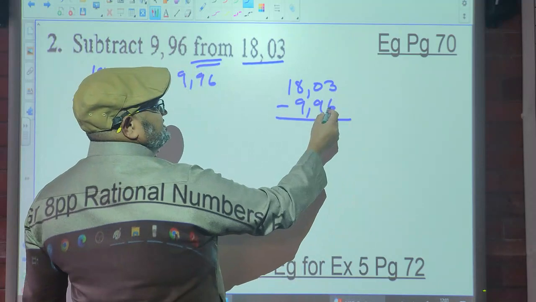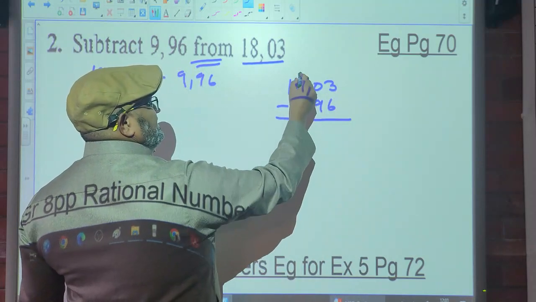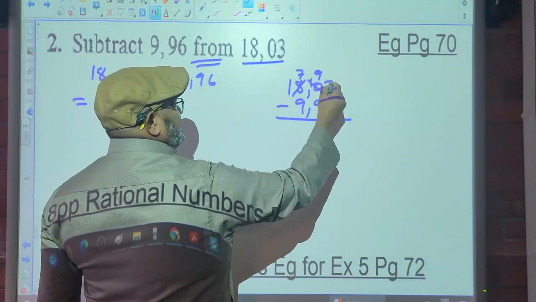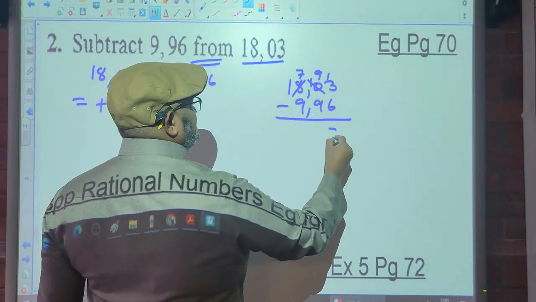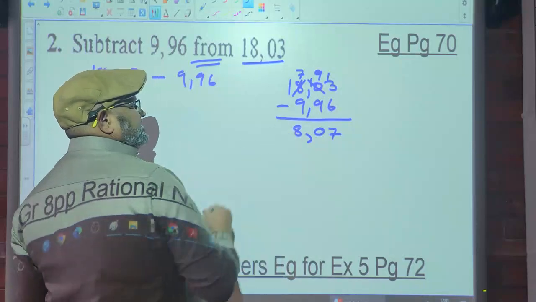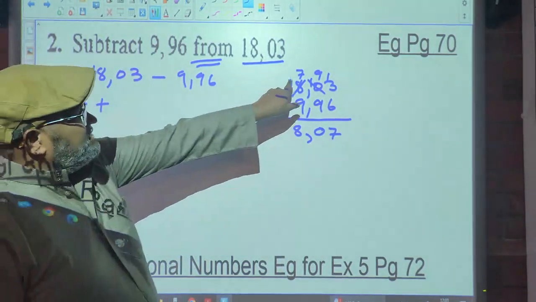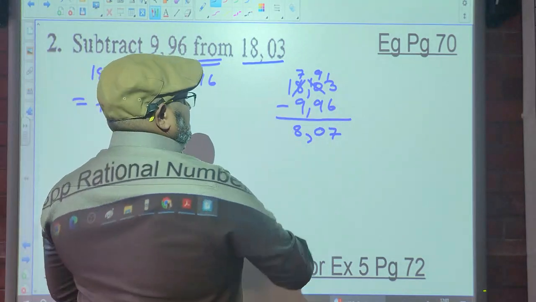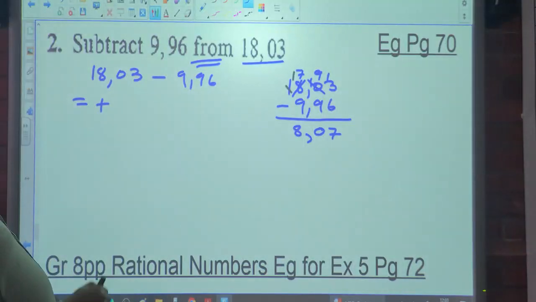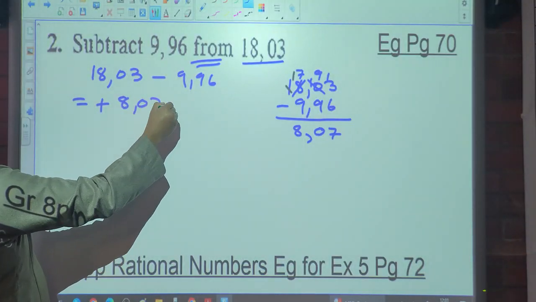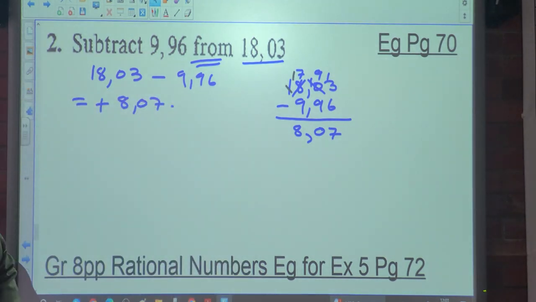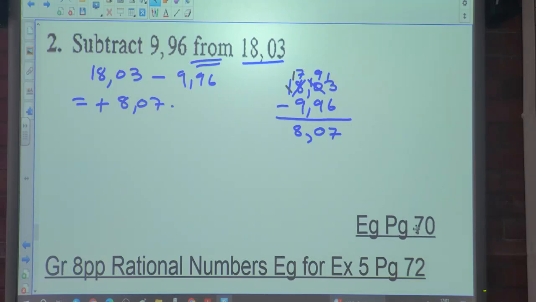3 minus 6 can't, so borrow. Take 1 away there, gives you 7. This now becomes 10. Take 1 away, gives you 9. That now becomes 30. 30 minus 6? 7. 9 minus 9? 0. 17 minus 9? This number is now 17, if we take that 1 away there and put it there. So the answer is positive 8,07. Any confusion there? No, sir. Remember now I'm on page 71.